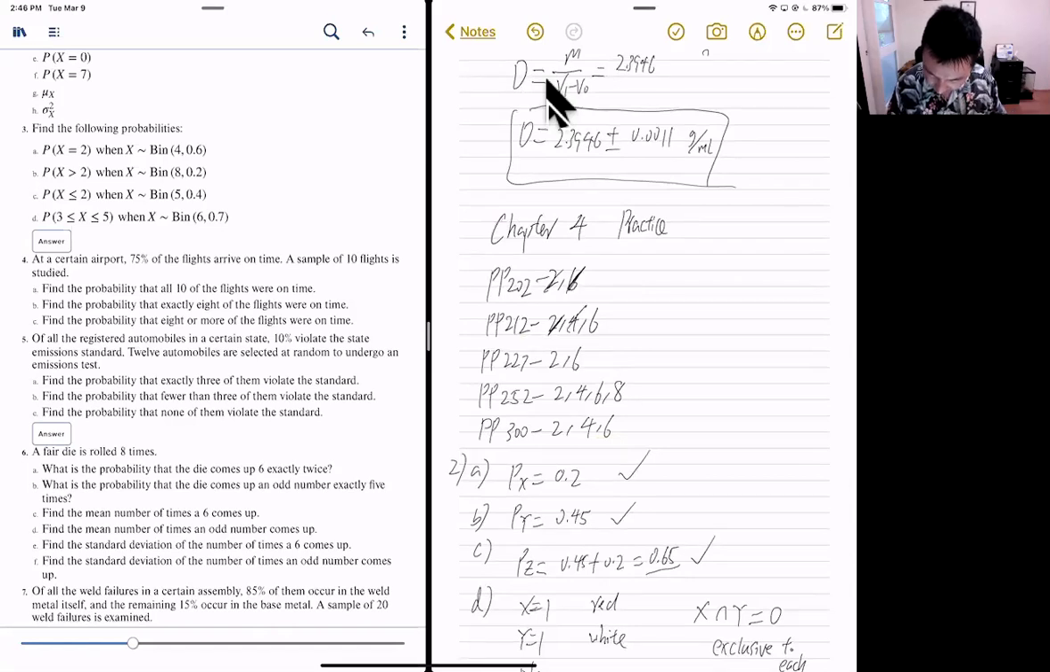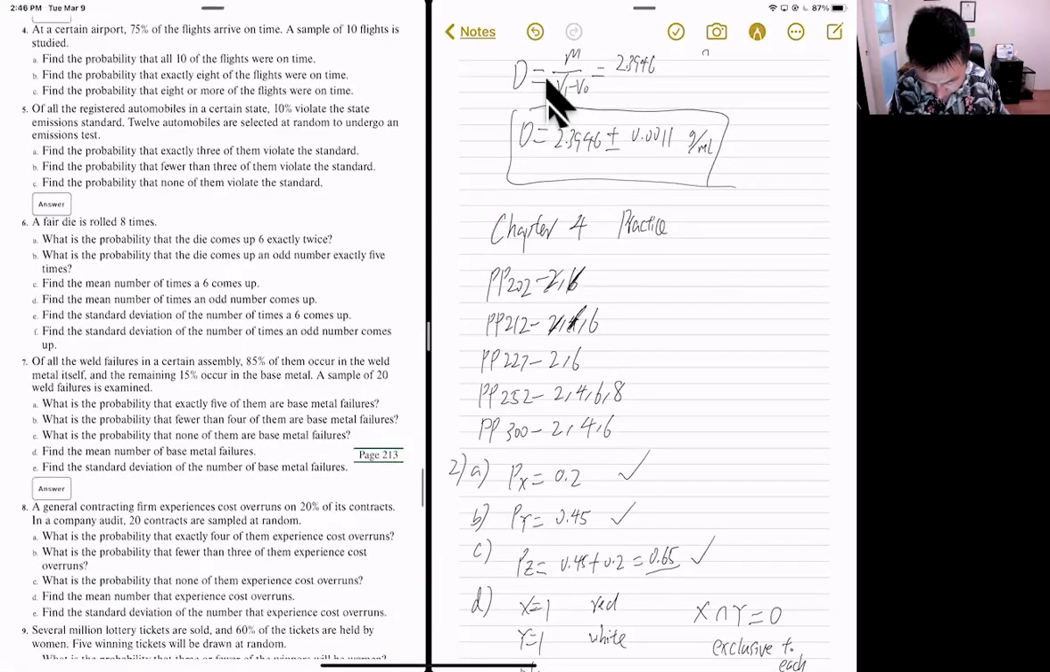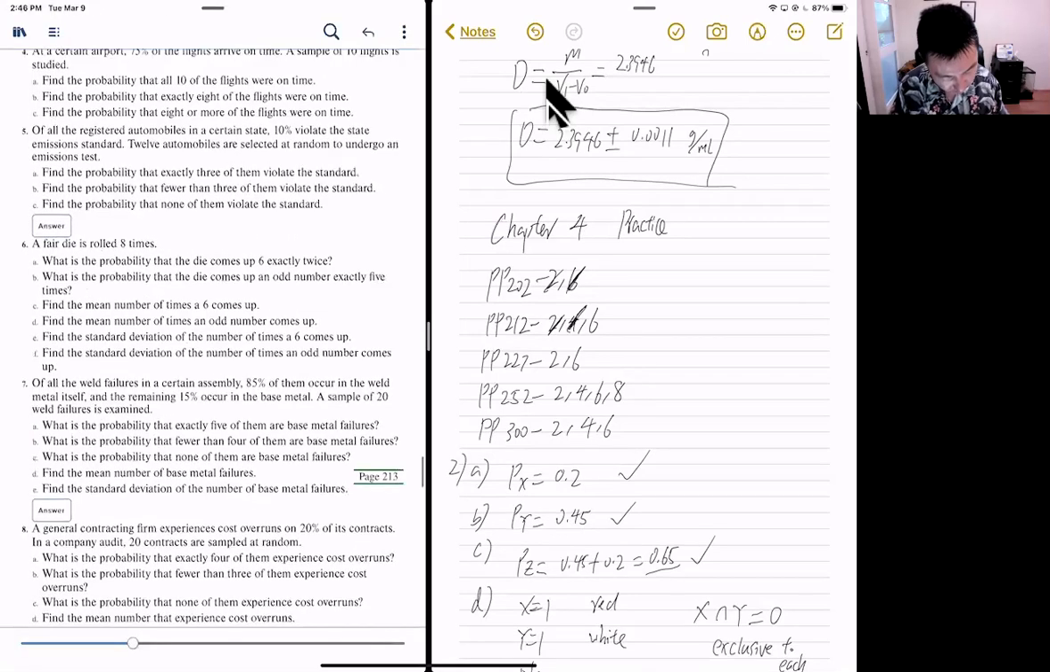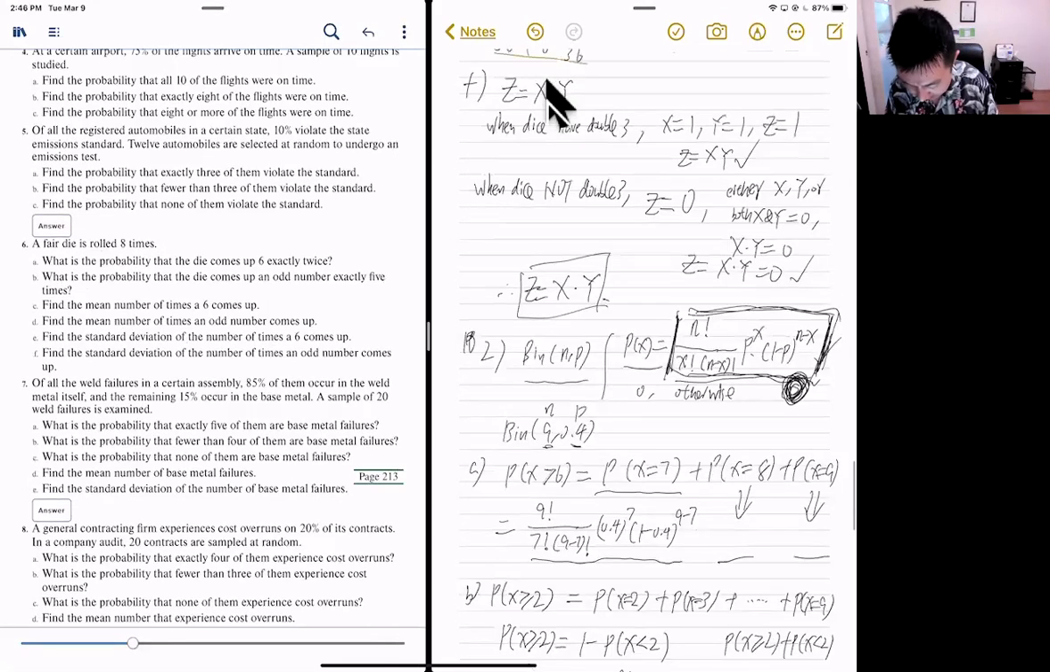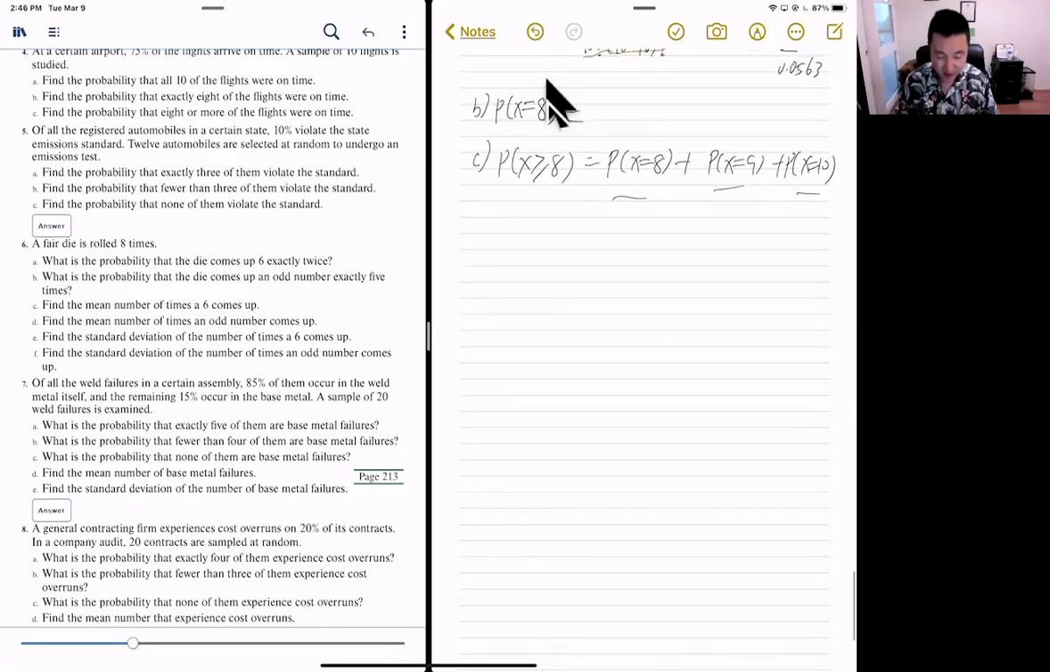The last question for binomial distribution is question number 6. It's here. So a fair die is rolled 8 times. So a fair die means the chance it has a head is 50%, same as it has a tail. We call that fair. So roll 8 times. A, what is the probability that a die comes up 6 exactly twice?